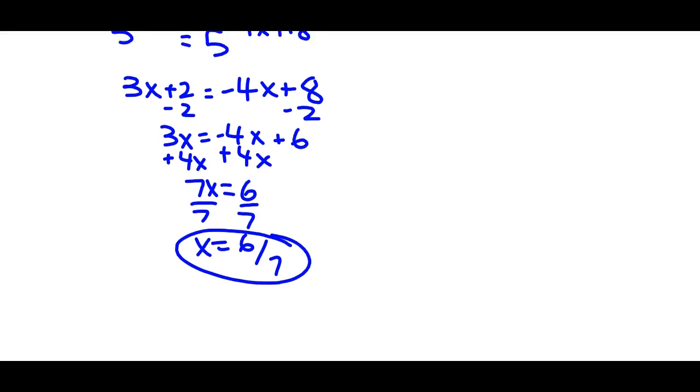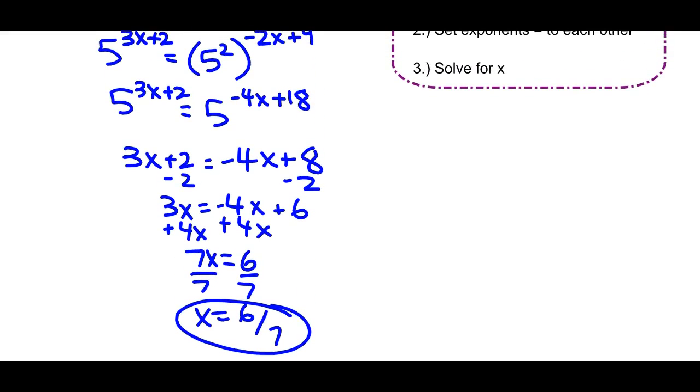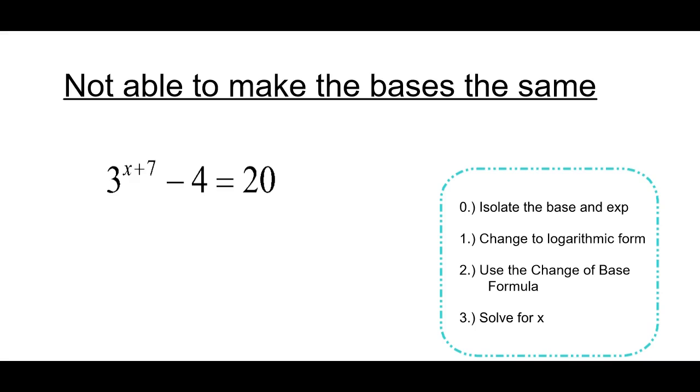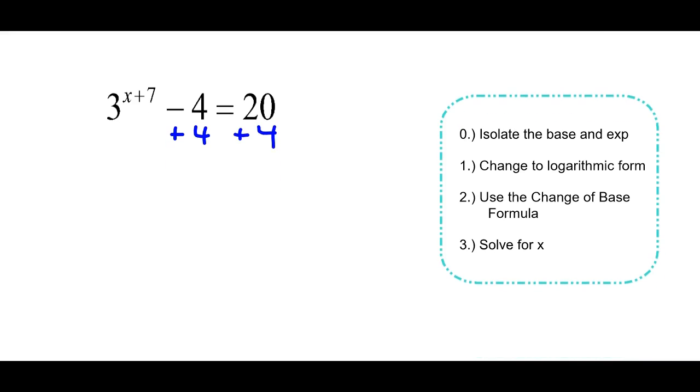Okay, so the first one that we saw, we were able to make the bases the same. The other type that you've learned about, that you're going to review today, is if you're not able to make the bases the same. So if that's the case, then what we need to do is first isolate the base and the exponent. So let's clean this up. Let's add 4 to both sides. And I have 3 to the x plus 7 equals 24.